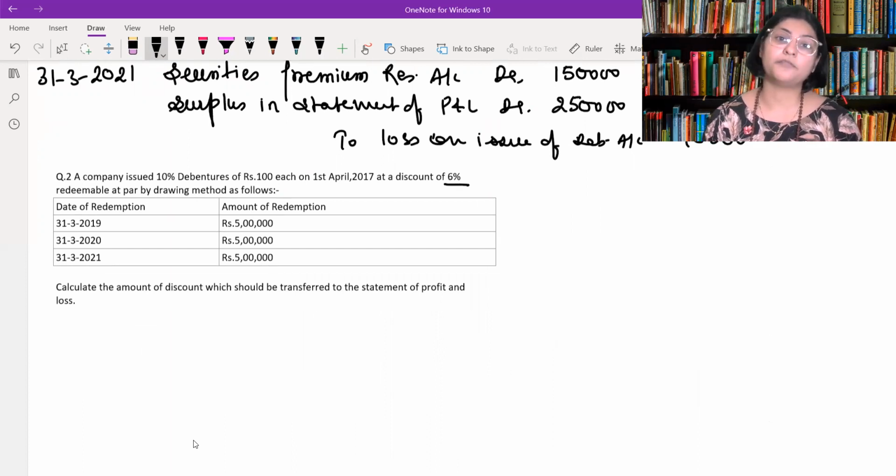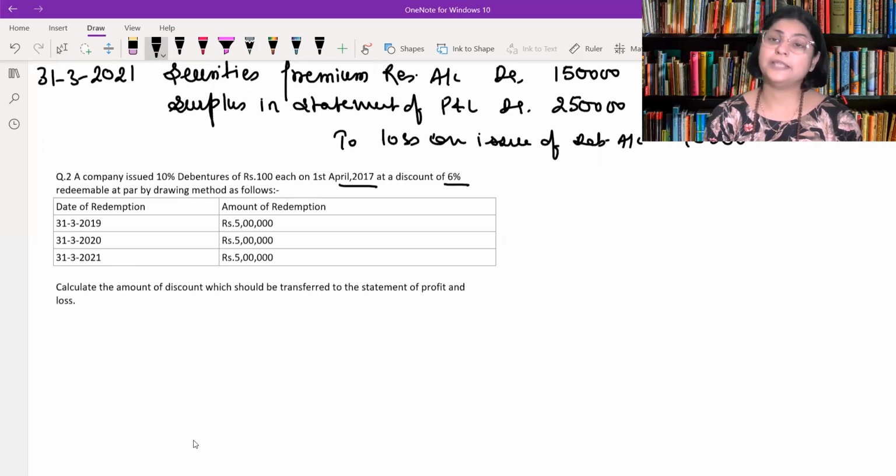Again, here the term of redemption is being given. Redeemable at par, not term of redemption, it is discount on issue of debenture. So this is also a capital loss, but the term of redemption is not given. Redeemable is at par. The date of redemption is given over here, which is 31st of March 2019. The debentures were issued in 2017-18. Now, after 1 year, they have started the redemption.